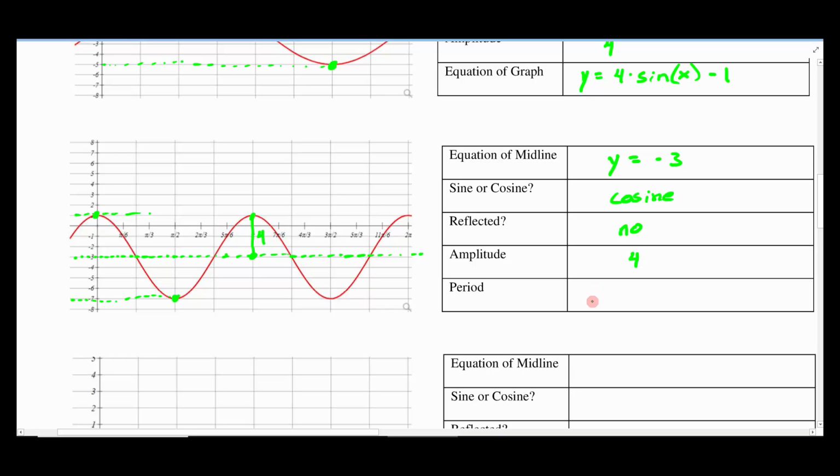Okay. So the next thing we're going to look for is the period. And remember, the period is the horizontal distance it takes for this wave to repeat itself. Okay, so if I'm looking at this, I'm going to start here at 0, and I'm going to run through one full cycle of cosine.